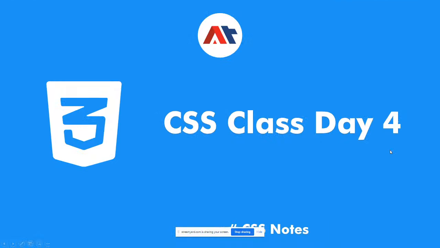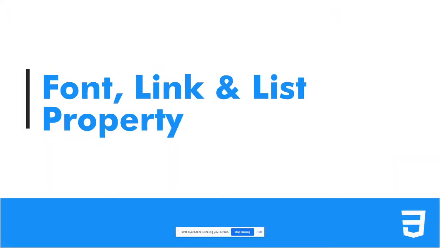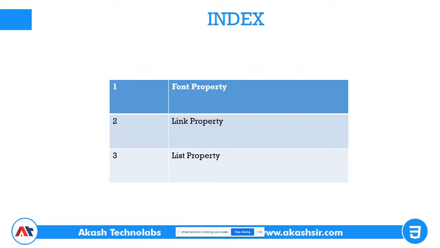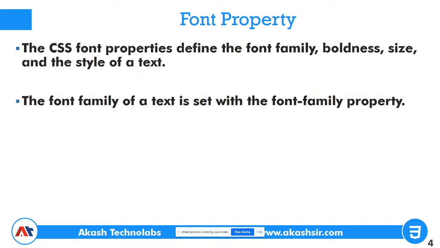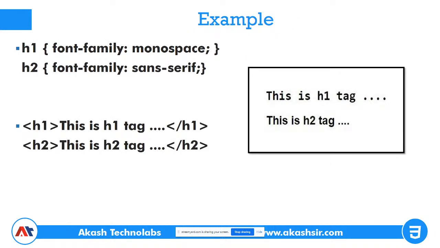Let's move to the next topic, that is CSS day 4. If we talk about the font, link, and list properties. For an example, let's say the font property. I want to add some font in my website, right? Especially the CSS font property defines the font family, the boldness, size, and the style of a text. The font family of text is set with the font-family property. So you can see we can specify the font family, that is monospace, sans serif, and you can see the difference between these two fonts, right?